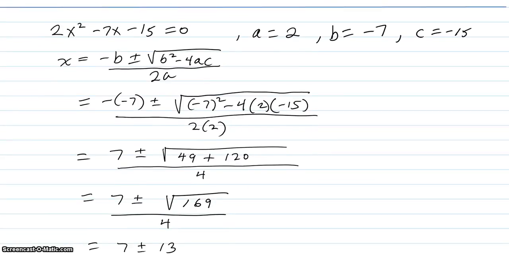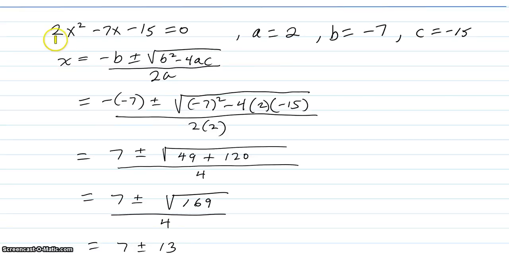Here's another problem. 2x squared minus 7x minus 15 equals 0. This time a is 2, b is negative 7, c is negative 15. And there's the quadratic formula. Negative negative b, there, b squared minus 4ac, all over 2a.